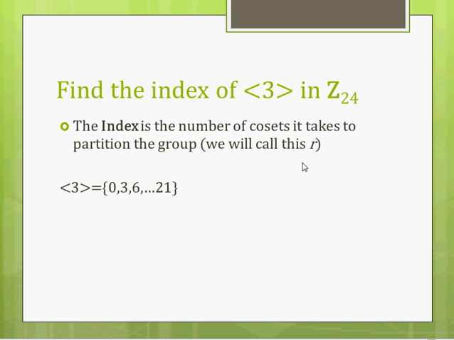Now, the subgroup generated by 3 is this set here. The subgroup generated by 3, plus 1, is this set here. And the final set is here. Together, this makes up our entire set of Z24. So how many sets did we need? We needed 3. So the index is 3. That's all it is.